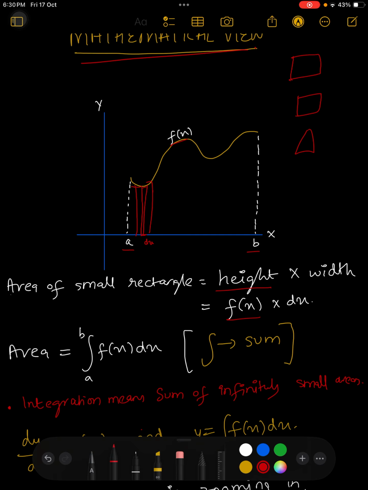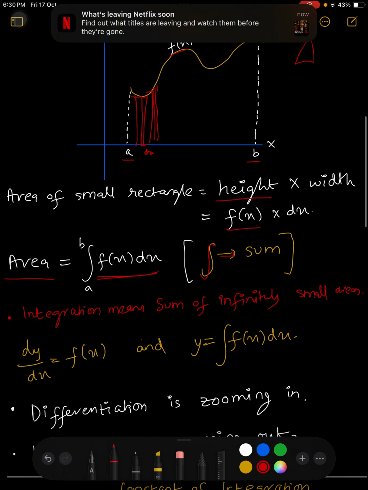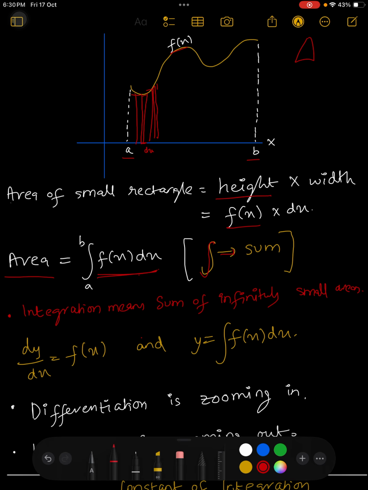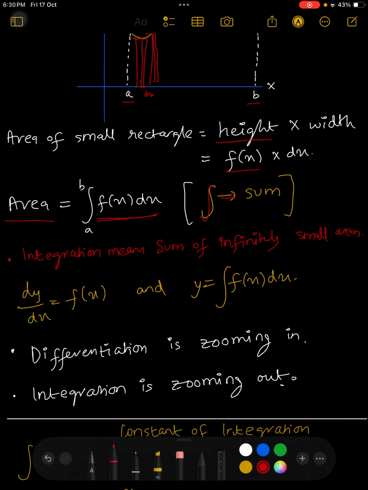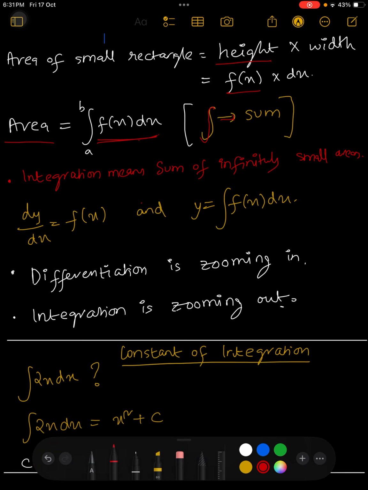So the area of a small rectangle is f(x) into dx, and the area of the whole curve would be the integration from a to b of f(x) dx, right? We'll sum all these tiny rectangles and find the area under the curve. And this S symbol is used as sum in integration. So as we see, integration means sum of infinitely small areas. That is integration. It literally means the sum of infinitely many tiny areas, and we'll get the area under this curve.